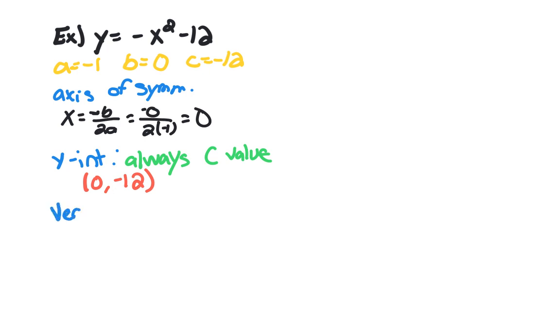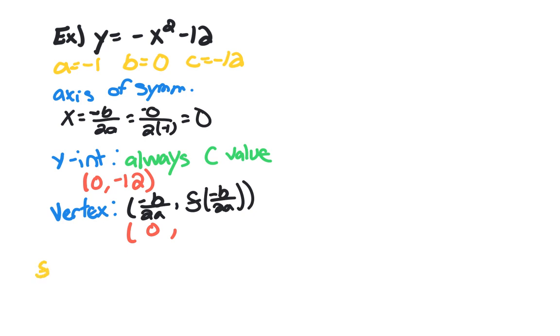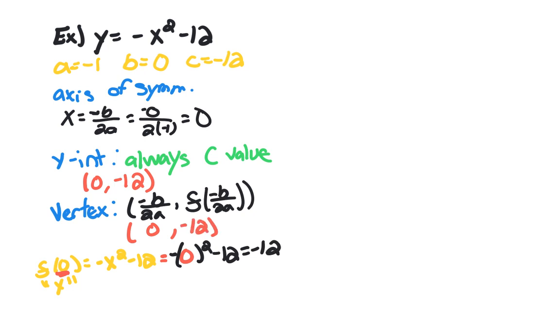Okay, from there we're going to put in some work, and we are going to find our vertex. Remember, that is negative b over 2a, comma, f of negative b over 2a. So we already know that the negative b over 2a is 0. We are now going to find this f of 0. And keep in mind, f of, that's fancy for just y. So negative x squared minus 12. And this f of 0 tells me I'm just going to substitute in 0 for x. So we get here negative 12. So our vertex is at (0, negative 12).